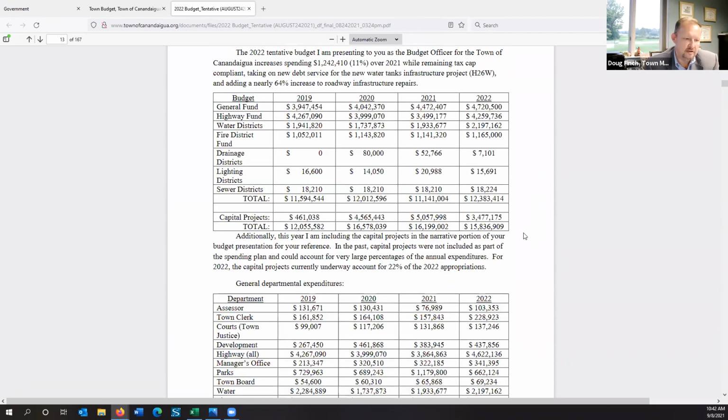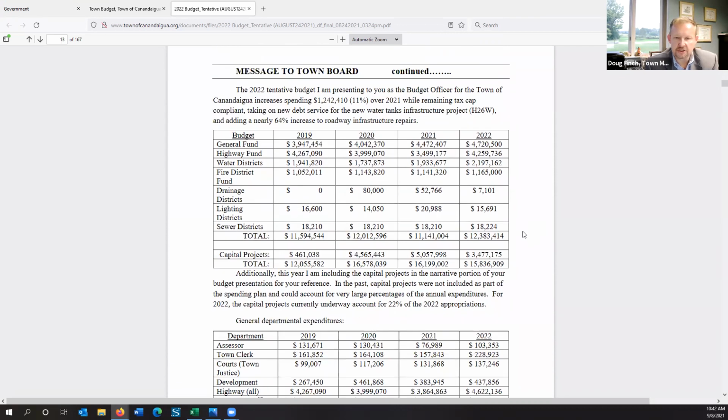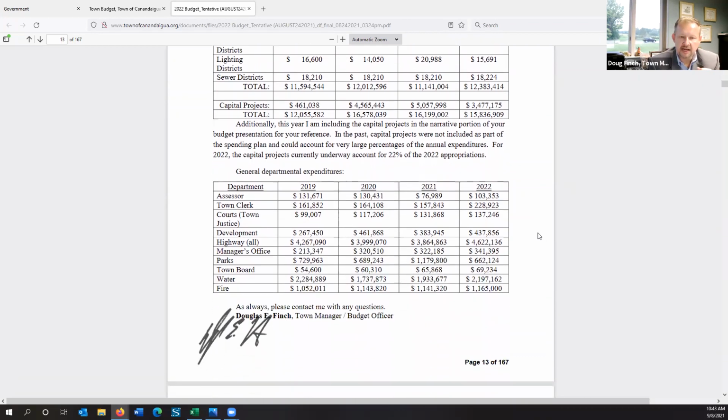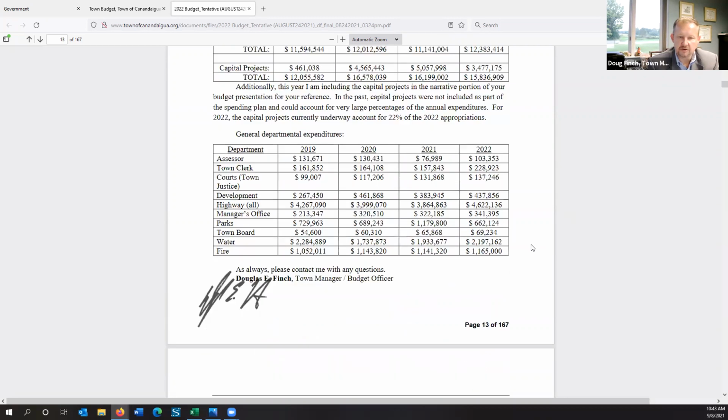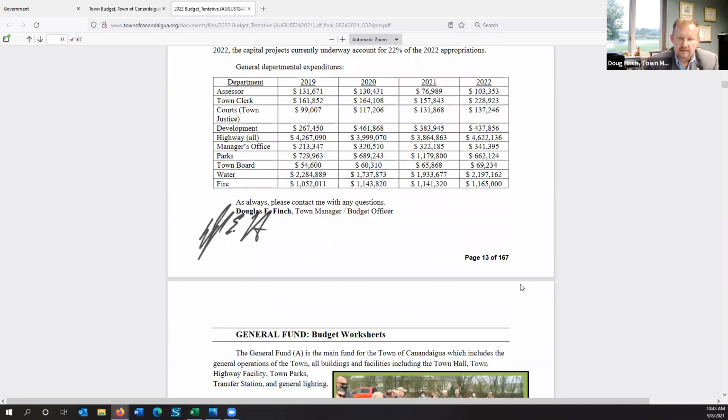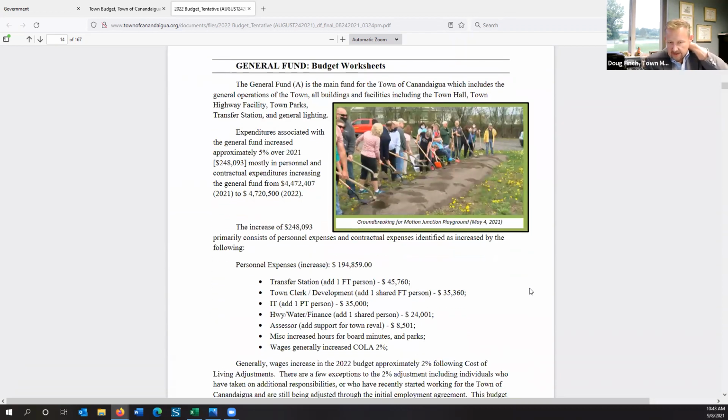The next page here, page 13, this kind of talks about the general budget numbers to give you a comparison: the general fund, highway fund, the water districts, and the total numbers, as well as the capital projects there at the bottom, and the overall numbers for each of the years 2019 through 2022. The next page gets into some of the department expenditures, and you can see what's going on there. There's some ups and downs with staffing adjustments and different investments associated with the specific departments. The next pages really start to get into some of the particulars of the actual proposed tentative budget.